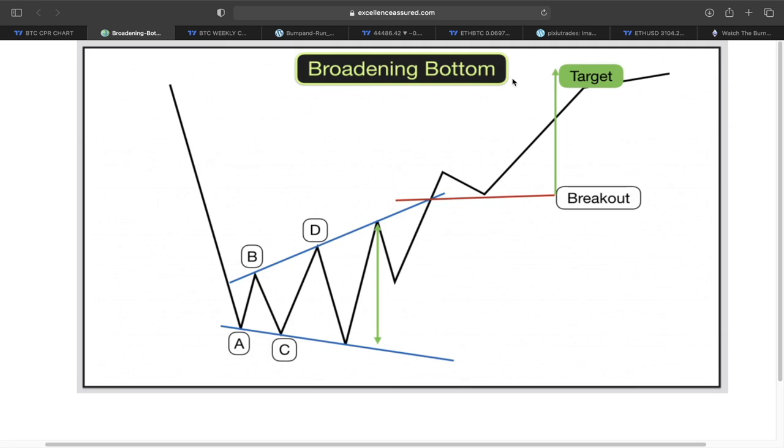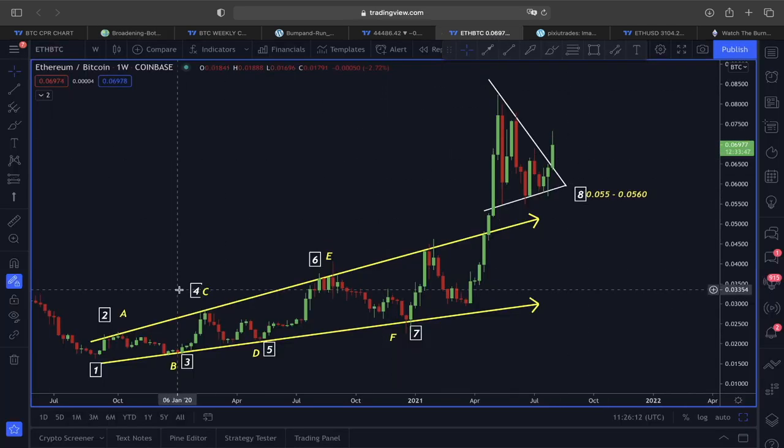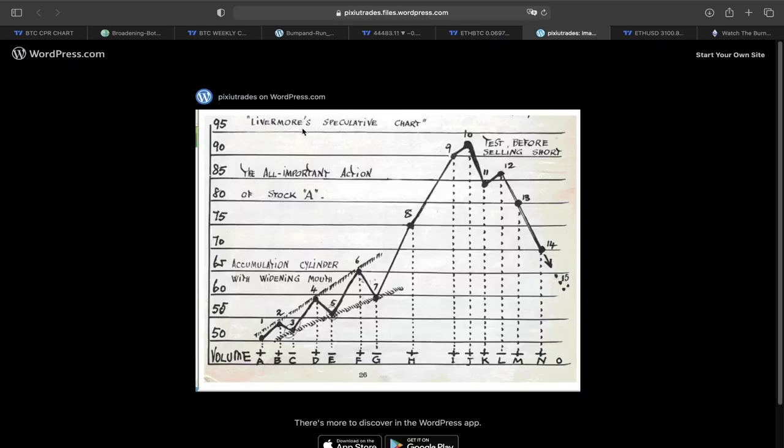But if you also look at this Ethereum price action today, before I switch into the Ethereum chart, I want to show you first this Ethereum Bitcoin chart in a weekly time frame, because according to this Ethereum Bitcoin weekly chart, we were clearly seeing this price movement as a Jesse Livermore speculative chart. According to the Jesse Livermore speculative chart, if this is to play out, we were forming this accumulation cylinder with widening mouth, right?